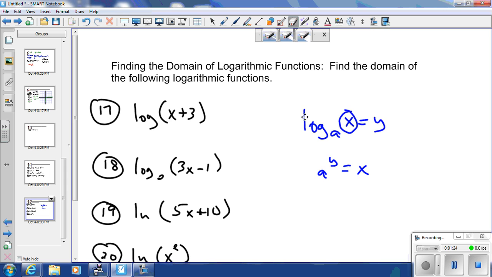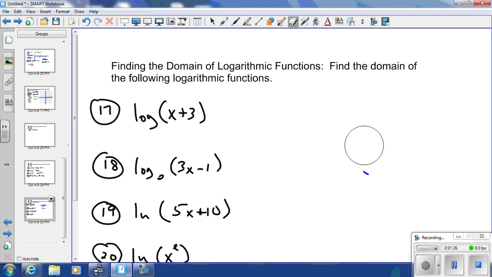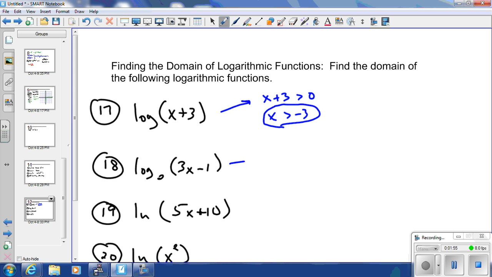As far as finding the domain, that means that I have to say, well, in this case, this must be greater than 0. So that gives me a simple linear inequality to solve. So I'm going to say, well, x plus 3 must be greater than 0. So when I solve this, x must be greater than negative 3. So that's my domain. My domain is all values that are greater than negative 3. Pause the video and try the others here.